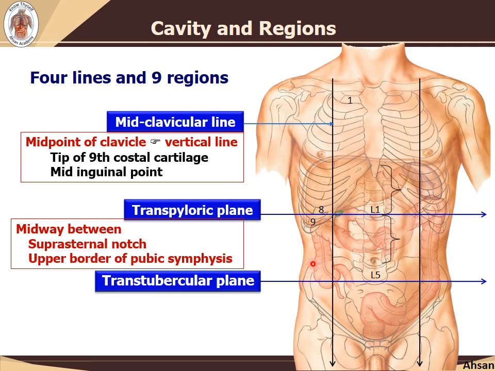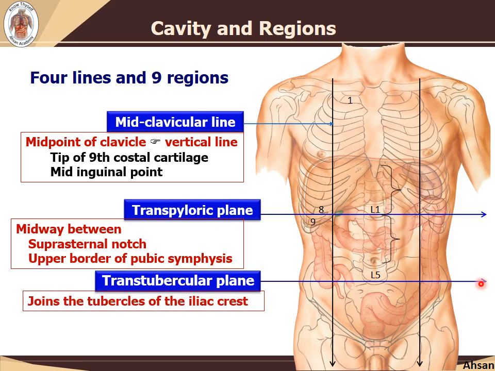This one is the transtubercular plane. This is the iliac crest, and if we follow the iliac crest, we will get one tuberosity here, the tuberosity of the iliac crest, just behind the anterior superior spine. So if we connect these two, this is known as the transtubercular plane. So joining the tuberosity of the iliac crest will give you the transtubercular plane. In this way, we can divide the abdomen into 9 regions.